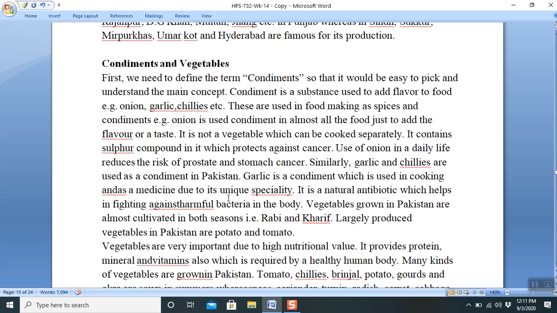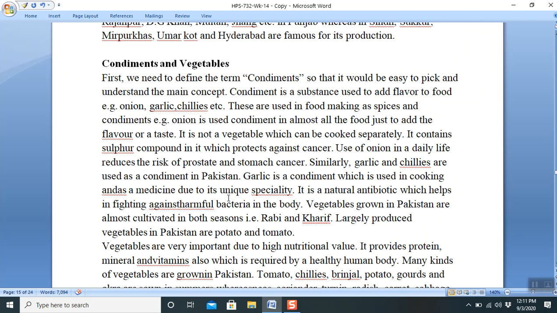Condiments and vegetables. Dear students, vegetables are a very important part of our day-to-day life, and these vegetables not just complete the deficiency of our local food supply, but also by exporting the vegetables to the other countries, Pakistan earns a lot.